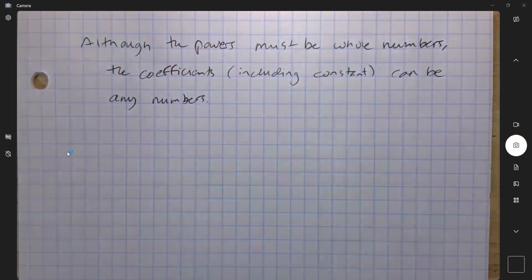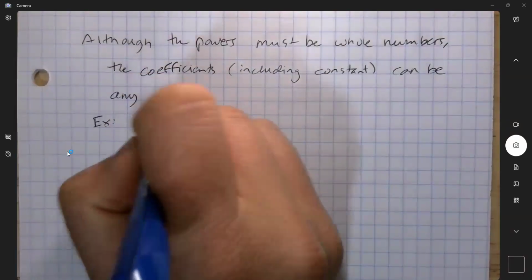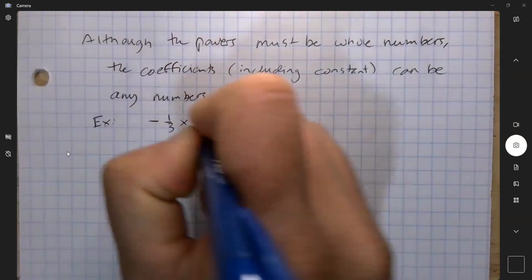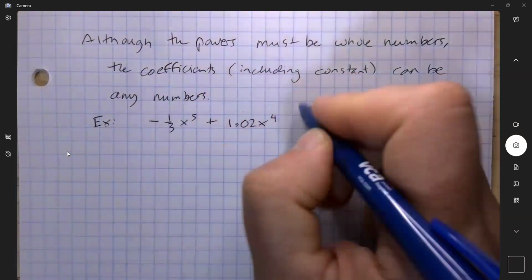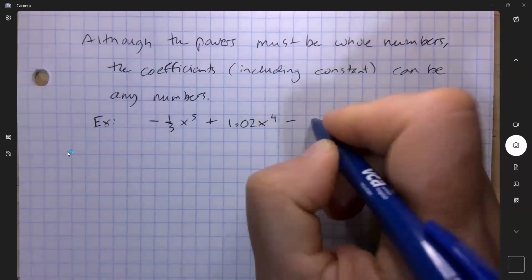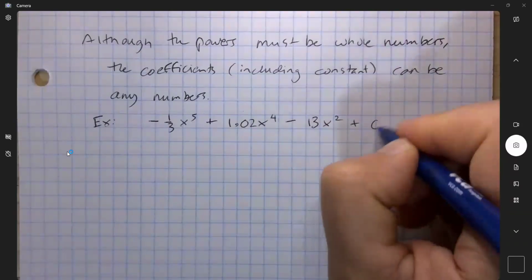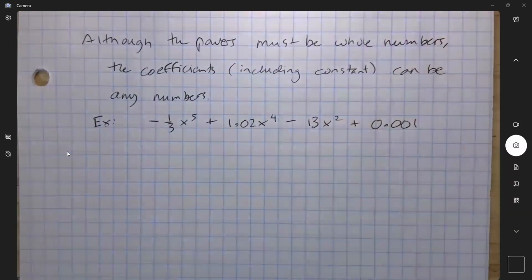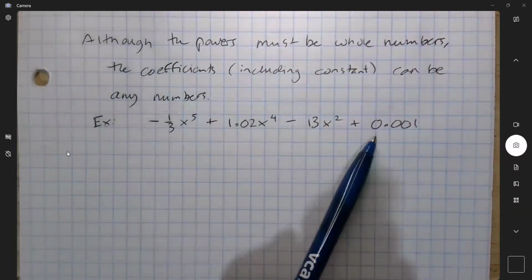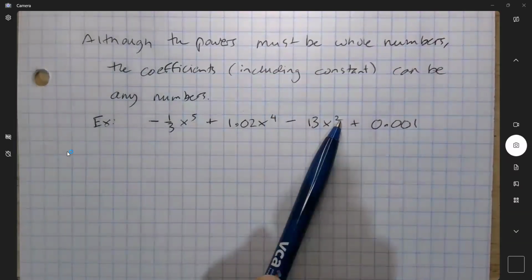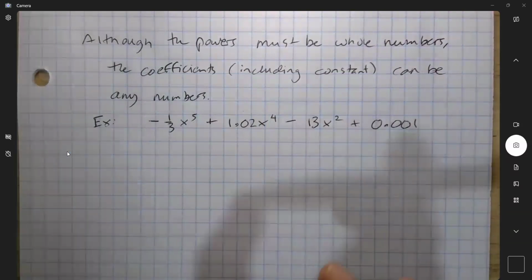So here's an example of a polynomial. It's going to be negative 1/3 x to the fifth plus 1.02 x to the fourth minus 13x squared plus 0.001. I've got all sorts of numbers for my coefficients, but the important thing is the powers are all whole numbers. Remember, if there's no x, that's like the power is a 0.